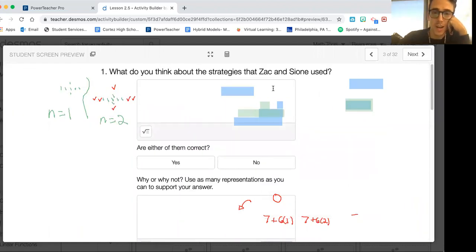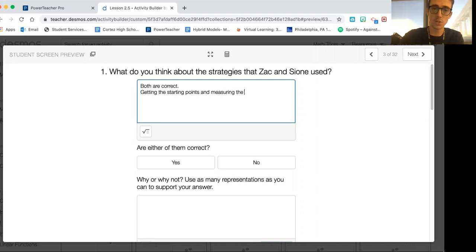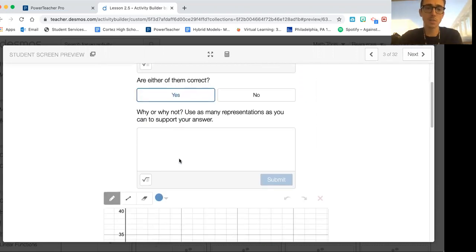What do you think about the strategies that Zach and Sion used? I don't know. What do you think about them? Let's say that both are correct. Getting the starting points and measuring the changes. Are either of them correct? Yeah, I think they're both correct. Why or why not? Well, what was Zach's setup?